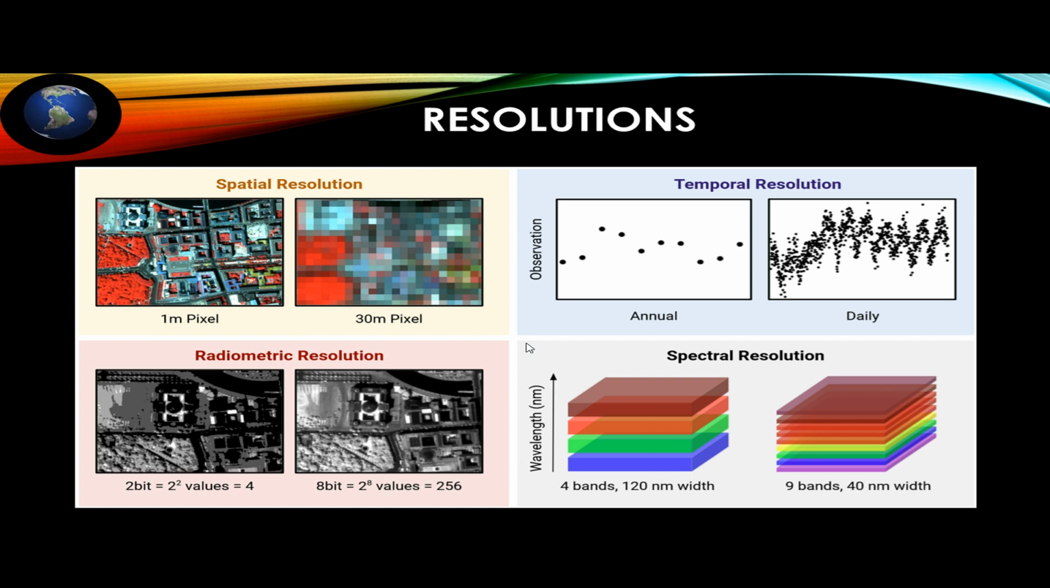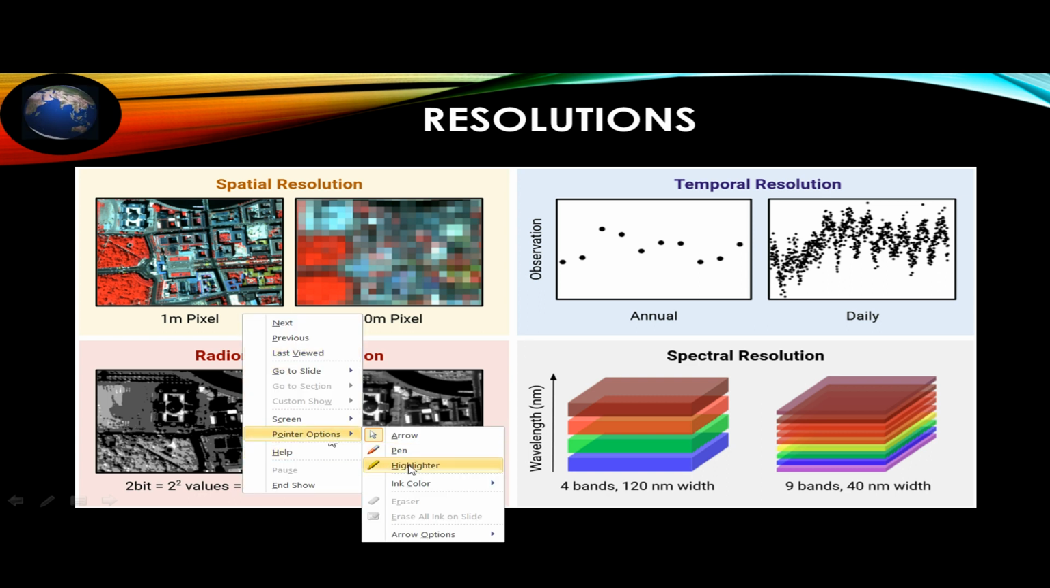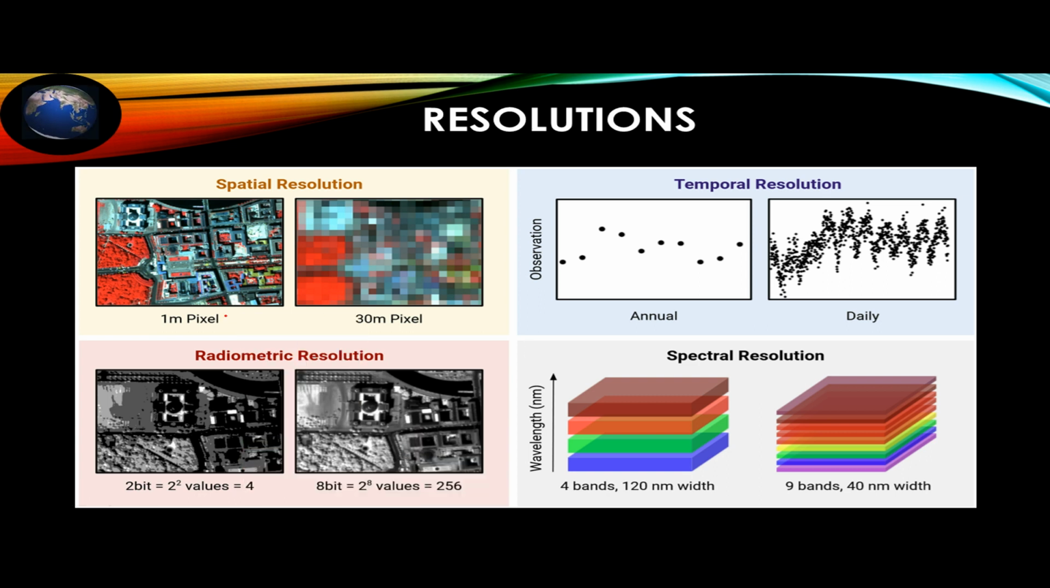As I showed in the earlier picture, see here the spatial resolution for the 30-meter pixel and for the 1-meter pixel. For the 1-meter pixel, the boundaries, vegetation, and buildings appear in detail, and for the 30-meter pixel it appears very blurry. You are not able to detect the features clearly. So this is the spatial resolution difference.